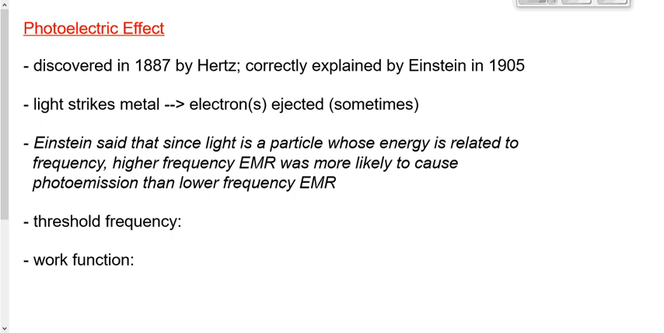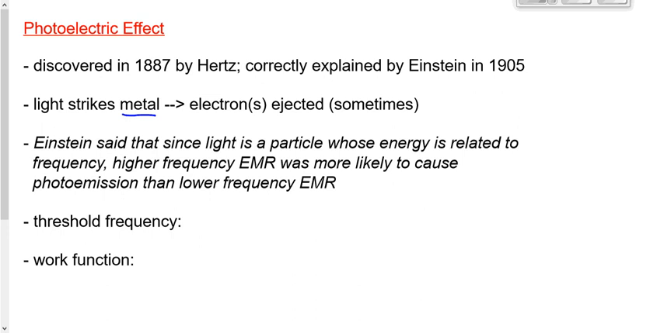But if we look at an experiment that was performed in 1887 by Heinrich Hertz, and that was explained 18 years later by Einstein, we realize that light isn't just a wave, but light is also a particle. If you remember yesterday, we saw that the photoelectric effect is this phenomenon whereby when light strikes something, usually a metal, not always, but usually a metal, then an electron or electrons is or are sometimes ejected.